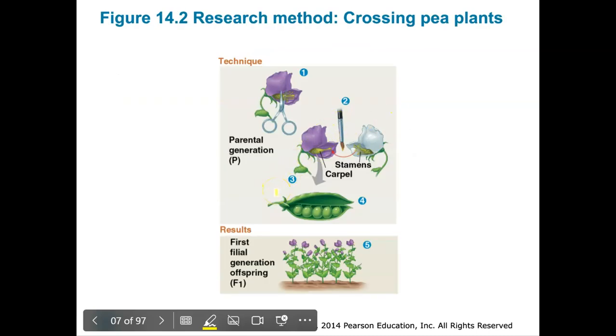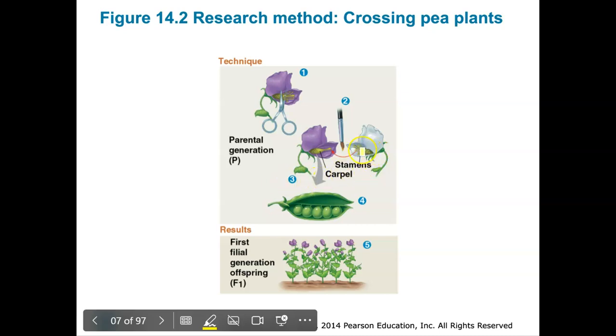And this is a picture of kind of what that looks like. If you want to cross this purple flower with this white flower, the first thing you're going to do is take scissors and remove the pollen, the male parts of the flower, from the purple flower. So the egg is going to come from the purple flower. We remove the male parts so that no pollen accidentally gets transferred from this flower to itself, because flowers have male and female parts in the same flower, at least garden pea flowers do.